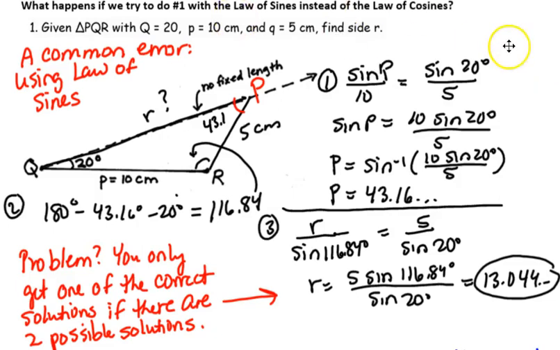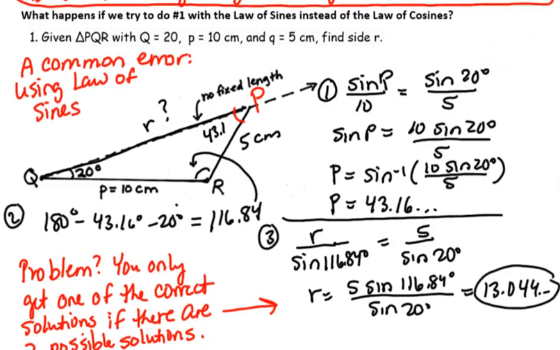What happens if we try to do problem number 1, example number 1 in the ambiguous case notes with law of sines instead of the law of cosines? Remember, that's the one where there are two possible triangles. This is a very common mistake that students make. They see a way to use law of sines to do this problem instead of law of cosines.